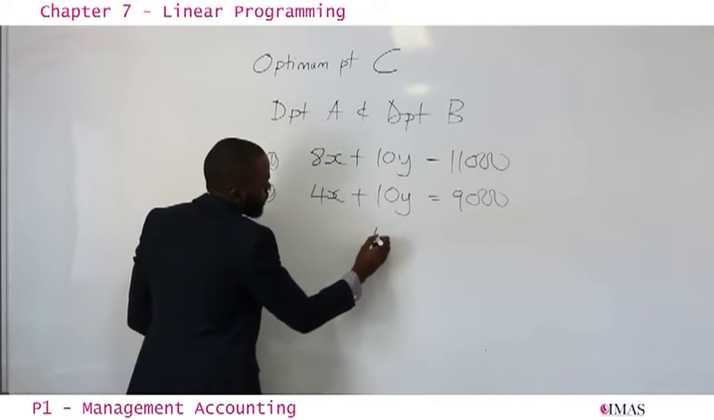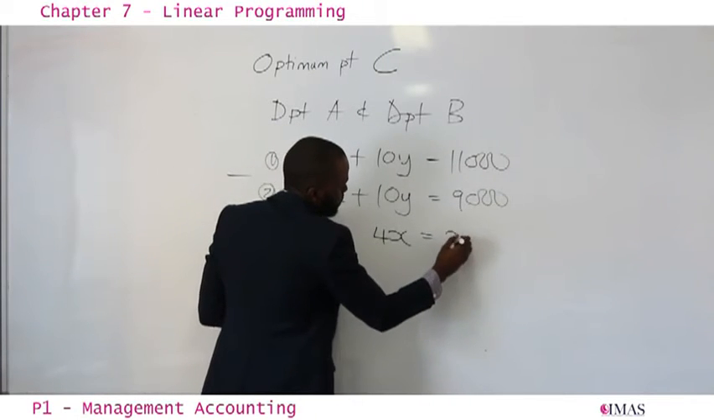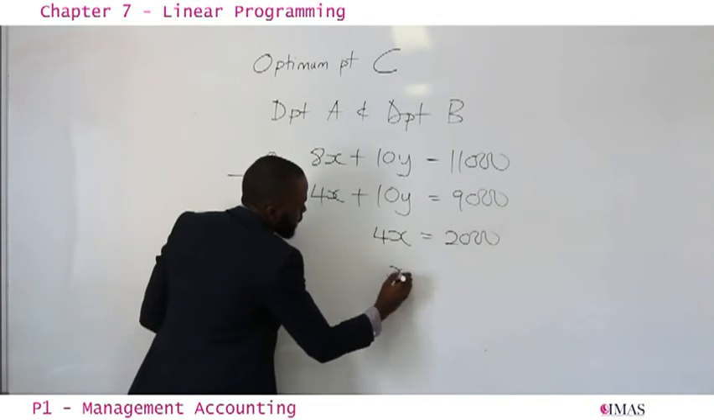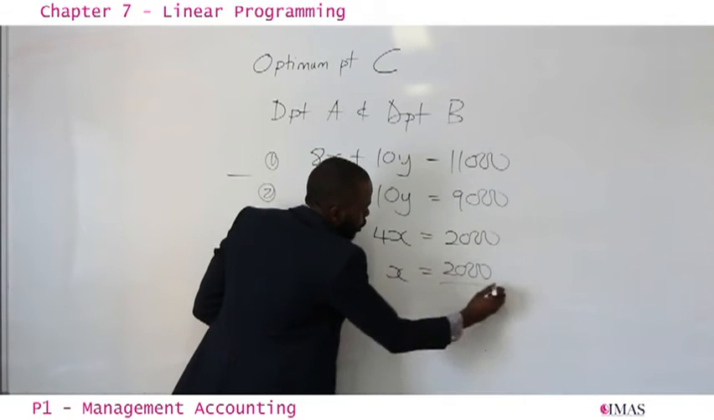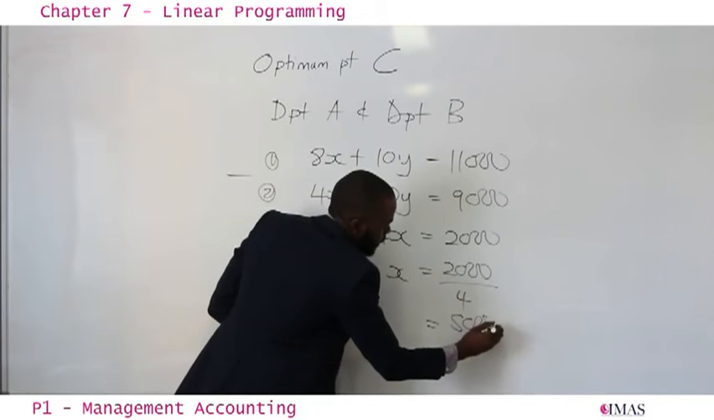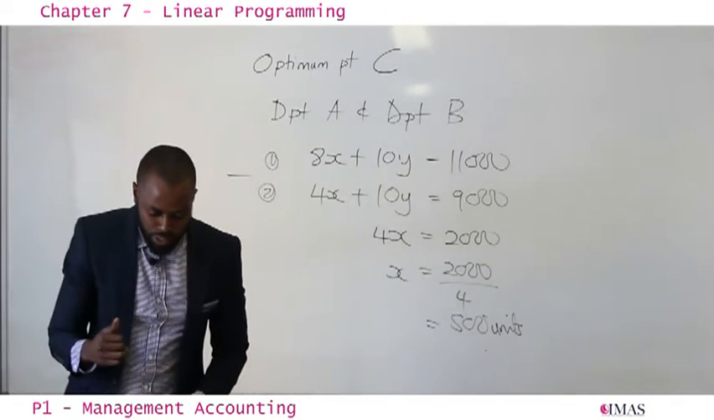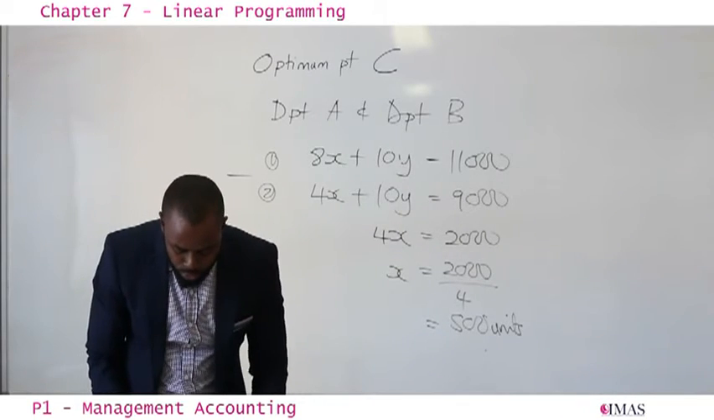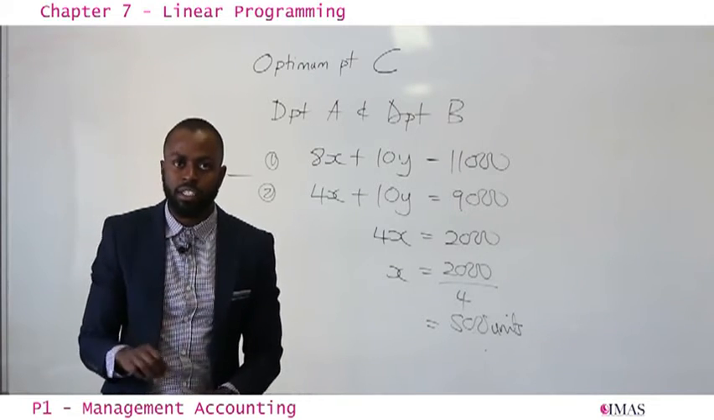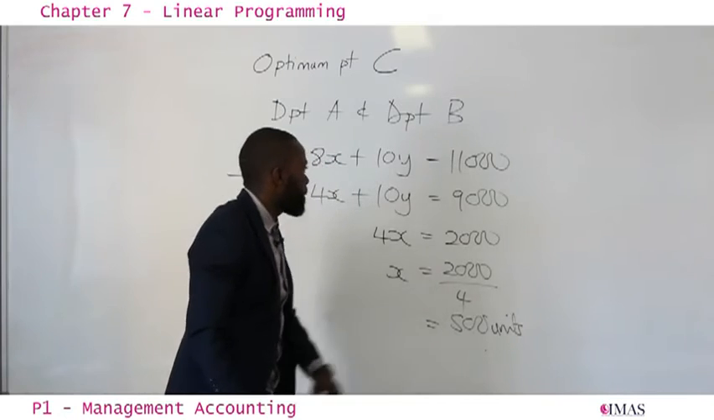So 8x minus 4x, we get 4x. 10y minus 10y is 0. 11,000 minus 9,000, that's 2,000. Then our x becomes 2,000 over 4, which is equal to 500 units. So our x coordinate is 500 units. From the graph we could tell that the answer is between 400 and 600, but we could not tell with certainty. Now with the simultaneous equations we get our accurate answer, 500 units.